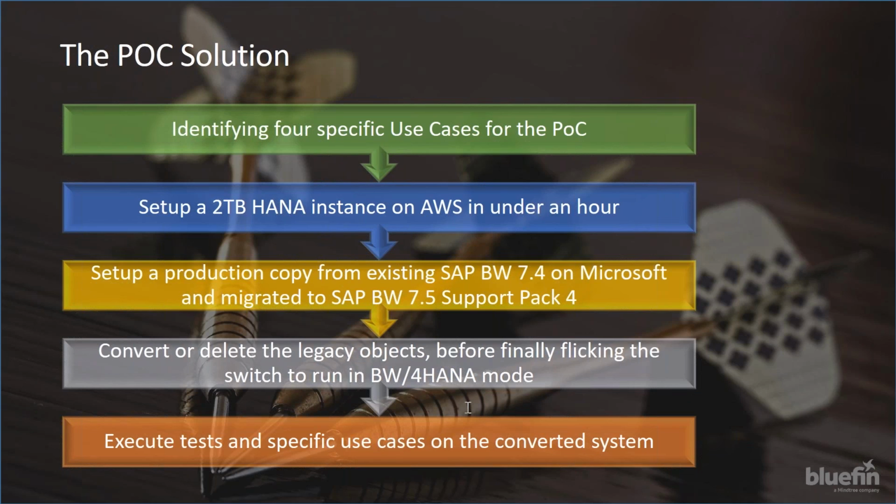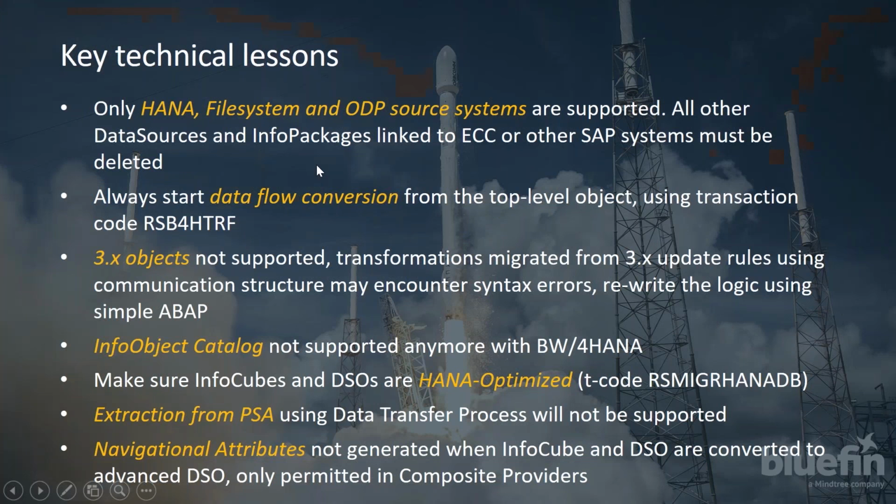The proof of concept used a production copy, and that was taken from a SAP BW 7.4 system on Microsoft and migrated to SAP BW 7.5 edition for HANA, and that took 2 weeks. And then the functional conversion of deleting and converting legacy objects began before the system could be switched to the BW for HANA mode. And the last step of the proof of concept solution is, once you have your system, to execute your tests and to run your specific use cases on this converted system. Now that was the plan, and then obviously we had some challenges, on the next slide.